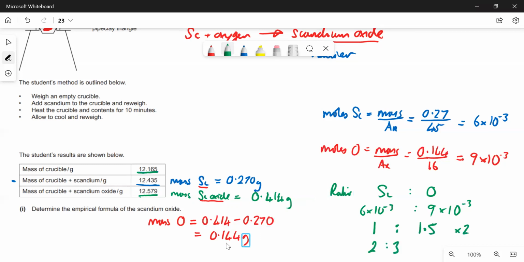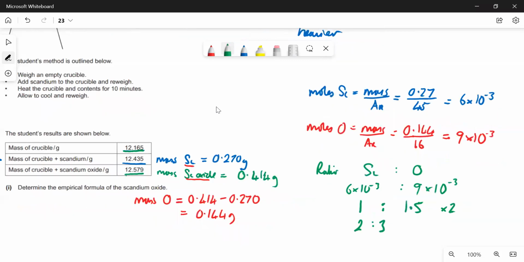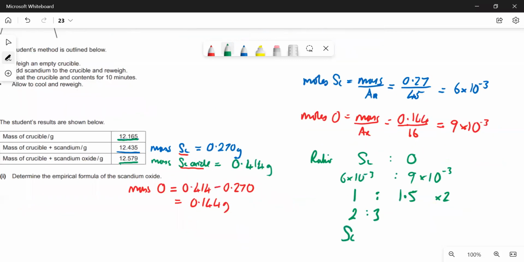So the formula of our scandium oxide is Sc2O3, which is what you would expect because scandium always forms a 3+ ion, you may remember. That's the first transition metal in the row after calcium. Right, anyway, that's the formula Sc2O3.